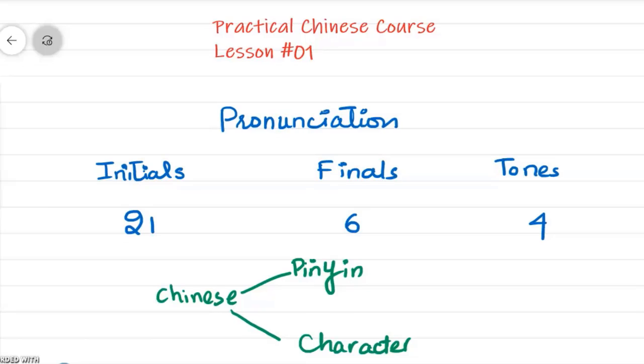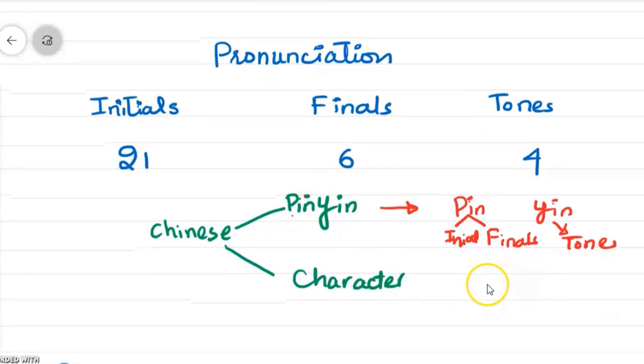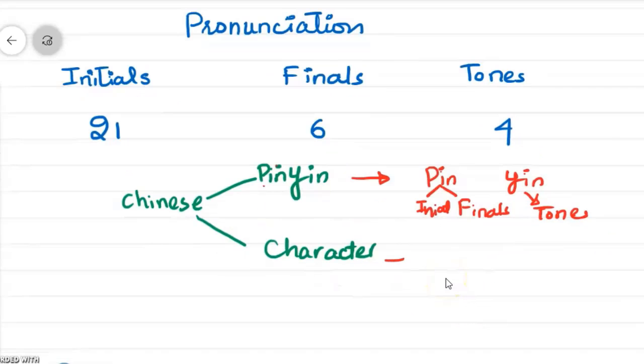So what is Pinyin? Pinyin is basically how we pronounce. If we split it, pin means phonetic, and in means the tone. It consists of initial and finals, and tone. So basically, Pinyin means initial, final, and tones. And what about Chinese characters? When you read the Chinese language, you come across Chinese characters. It is the writing system for the Chinese language, and it is a bit difficult.